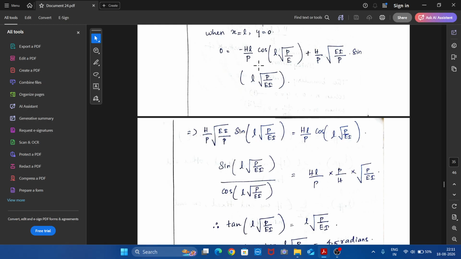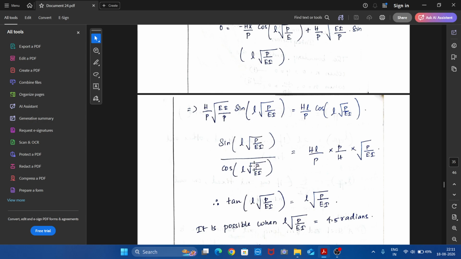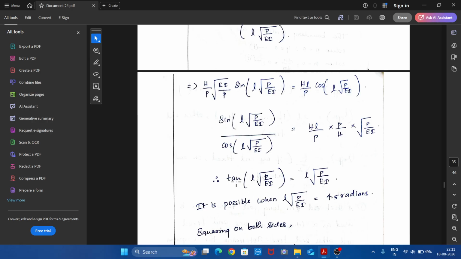from which you can write sin L root p by ei divided by cos L root p by ei equal to hl by p. This we have here, hl by p into, this will become p by h into root p by ei. Therefore, we'll be getting tan L root p by ei equal to L root p by ei. So this is possible only when L root p by ei is equal to 4.5 radians.